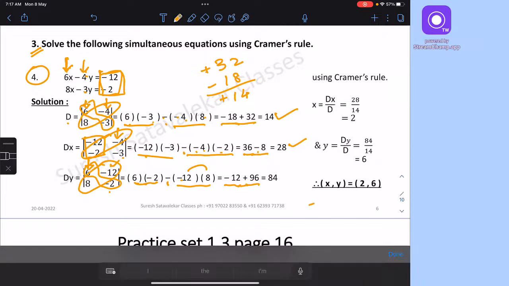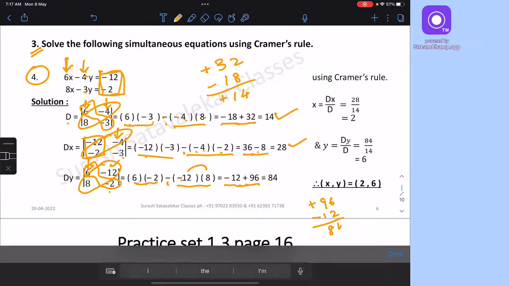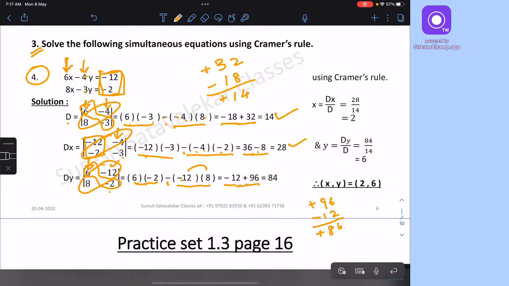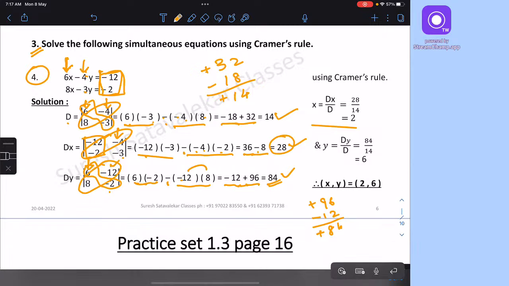Now you are having 96 as plus and 12 is minus. When you are having 1 plus 1 minus, from greater you have to subtract the smaller. 96 minus 12 is 84 and give the sign of the greater. Greater is positive, so answer is plus 84. Now x is equal to dx upon d. Now here dx is 28 upon d is 14. 28 upon 14 is 2, so value of x is 2 and the value of y is dy upon d. dy means 84 upon d is 14. So 84 upon 14, that is 6.